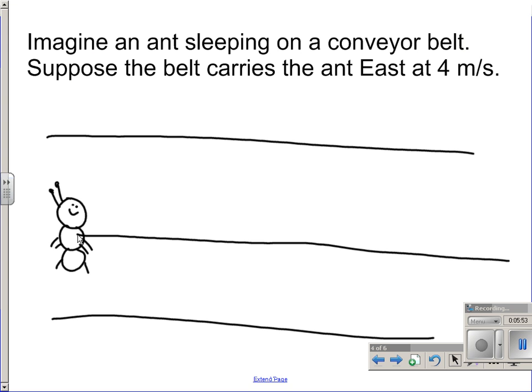Carrying him along that way. So even though he's not physically moving, the conveyor belt is causing him to move. All right. So once again, there are three things that we know about our ant. This time we know that his overall velocity, the velocity of the ant, is 4 meters per second. Again, I'm going to write the direction.